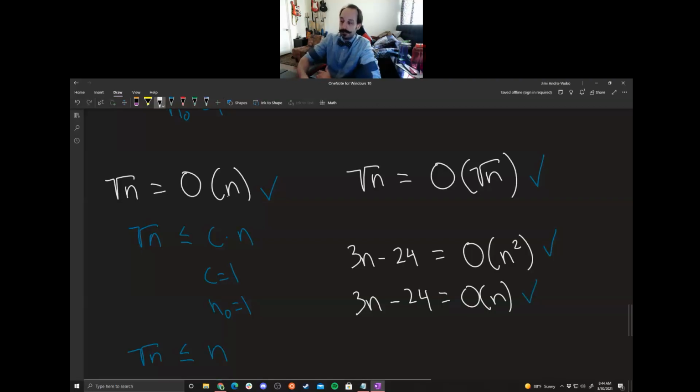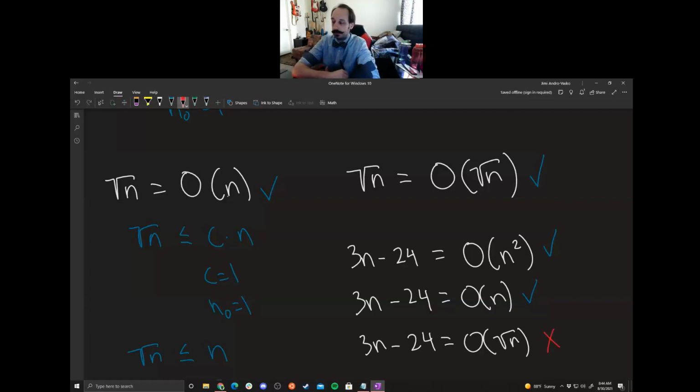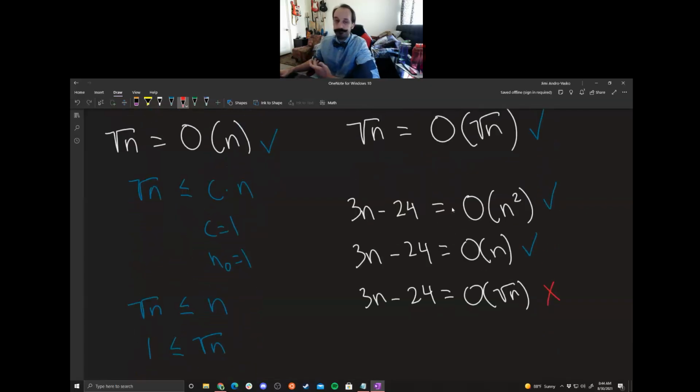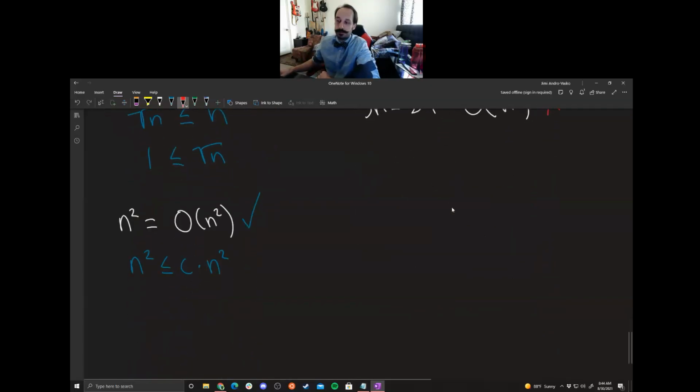But then if I say something like 3n minus 24 equals O of root n, this is actually incorrect, because there's no way a square root function can encapsulate a linear growth rate. Linear has a bigger growth rate than this. So that's a little analysis on this.